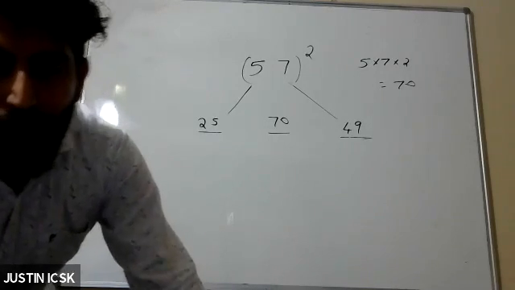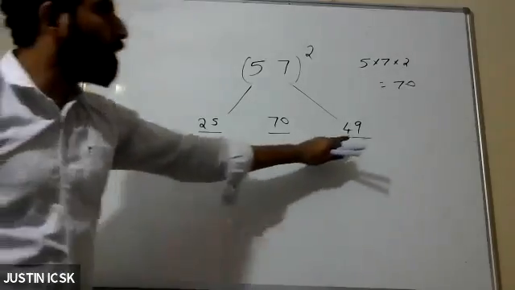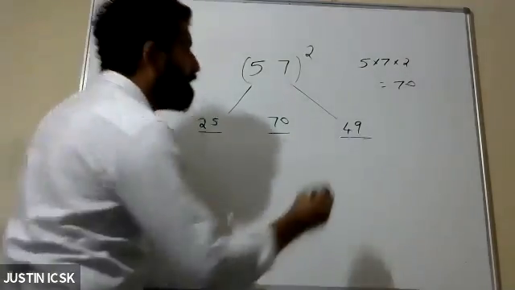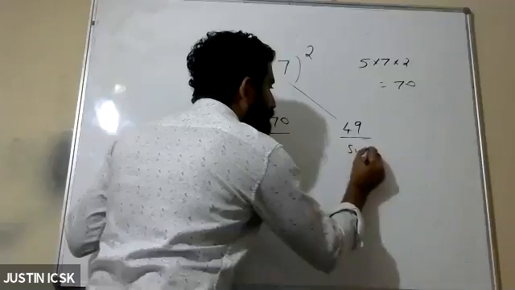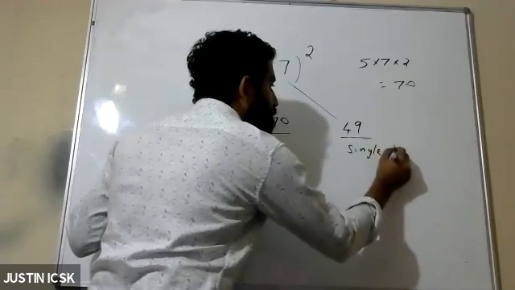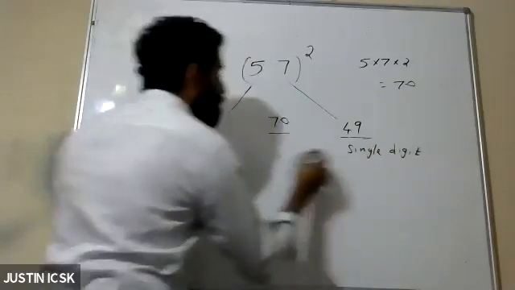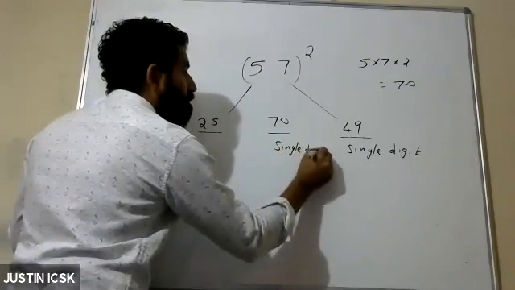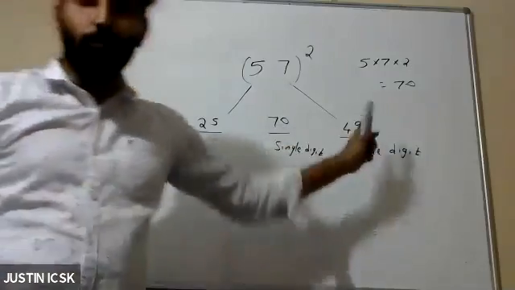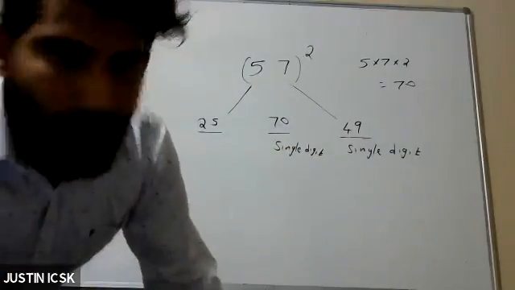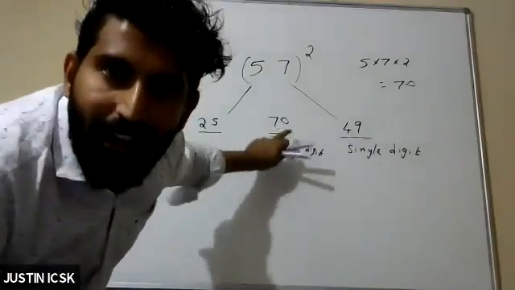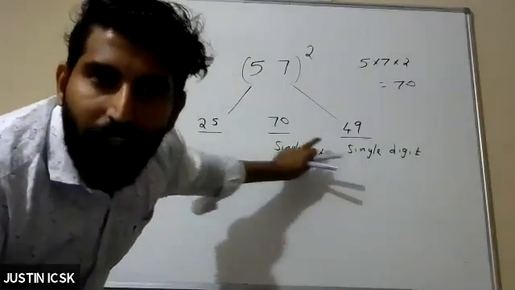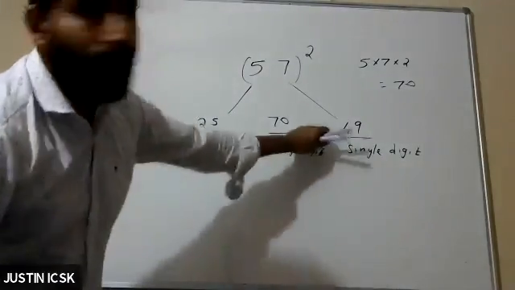And you should remember one thing. When you are writing here, this should be a single digit. Both should be single digits. So what is the meaning of that? The next number should carry here.